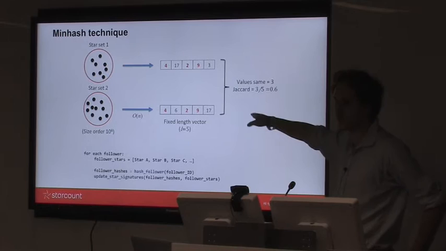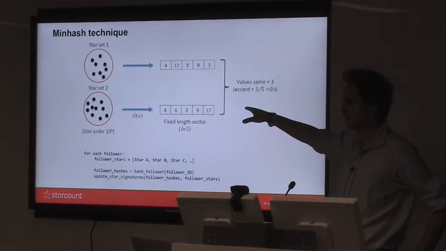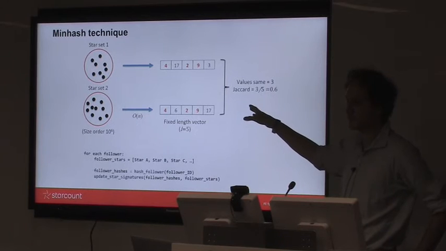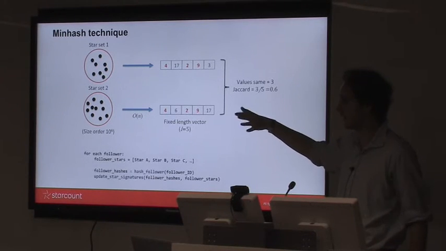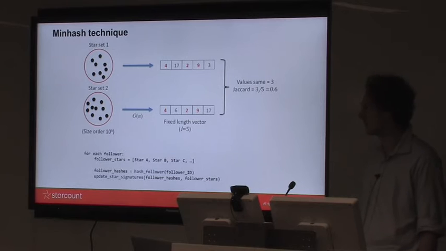Calculating the signatures from the stars isn't actually that difficult. The maths behind it isn't that difficult. I just don't have time to explain it here. But if anyone's interested in it, there's lots of really good resources online on how to explain it.